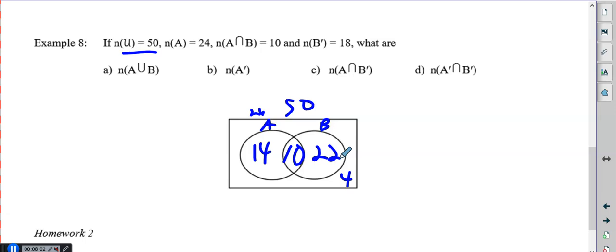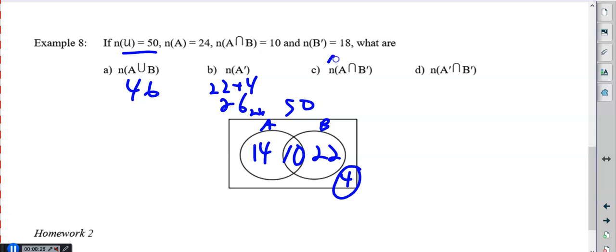So the union of A and B is going to be the 46. That's everything not including this number right here. Not A is the 22 plus 4. So 26. That's everything that is not anywhere in the A circle.